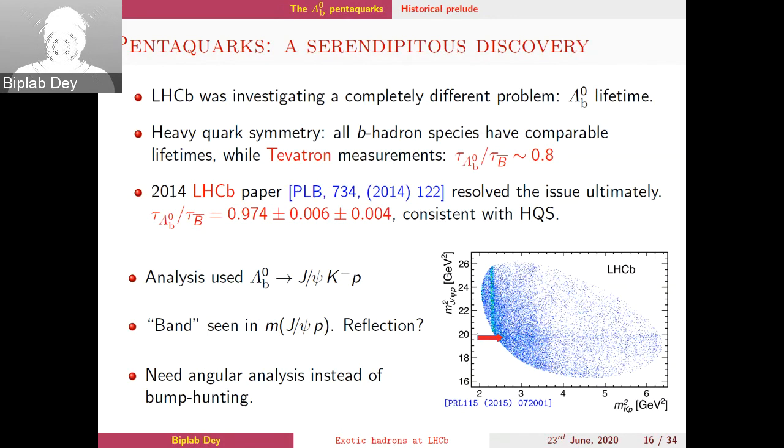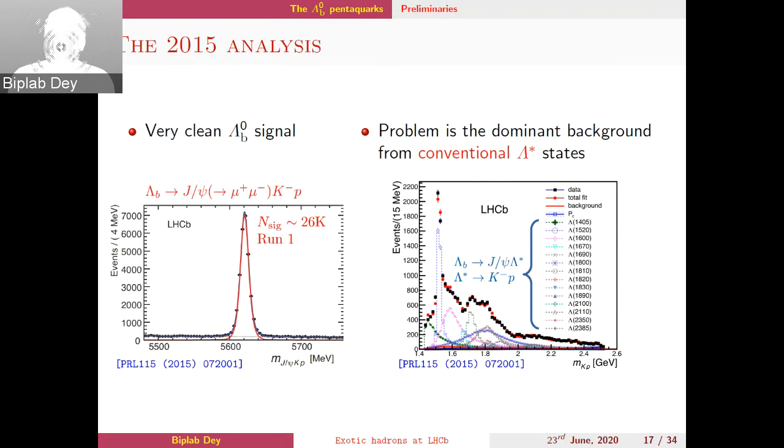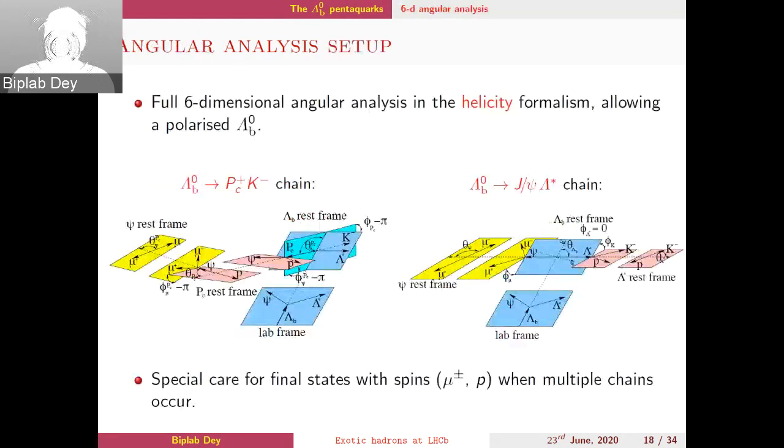So the 2015 analysis. The signal itself, Lambda b to J/psi p K, is very clean. This was Run 1 at 26K, very well reconstructed events. The problem was that the dominant physics background is conventional Lambda star, so that's the Lambda star going to pK. They have a very small Lambda b to pcK happening. So we have a lot of physics backgrounds. That's the main problem.